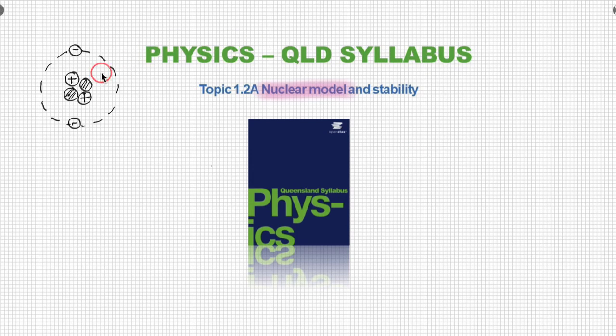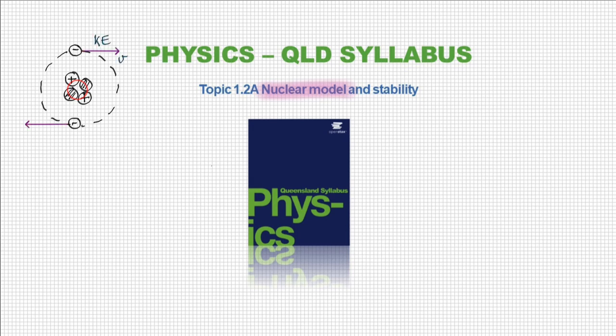We have our nucleus and we have our electrons orbiting. We're going to focus on the nucleus here, and we're going to call the particles in the nucleus nucleons. The nucleon number is the number of protons plus the number of neutrons inside the nucleus.